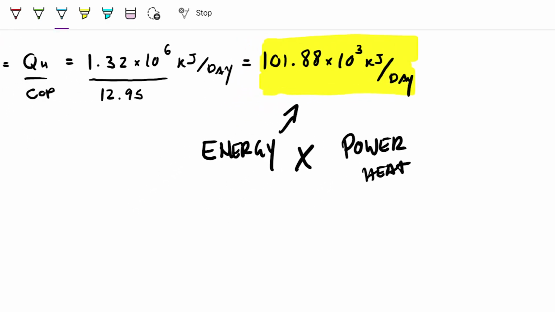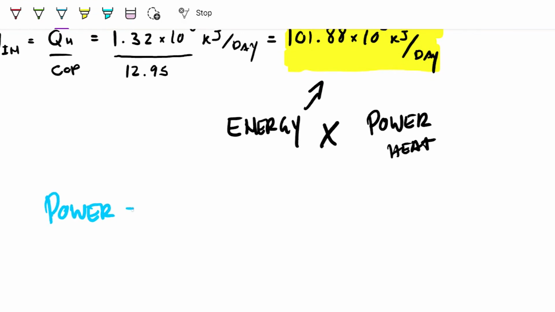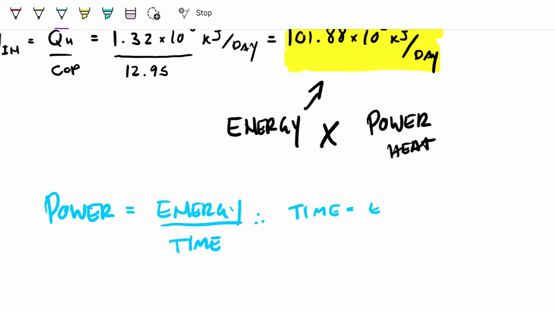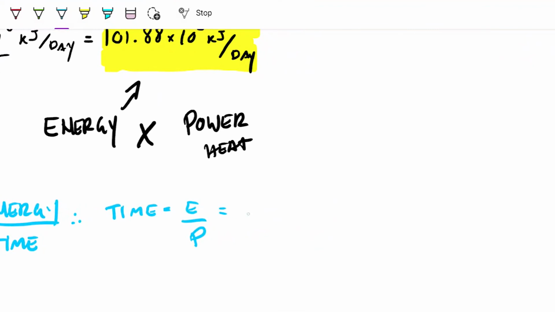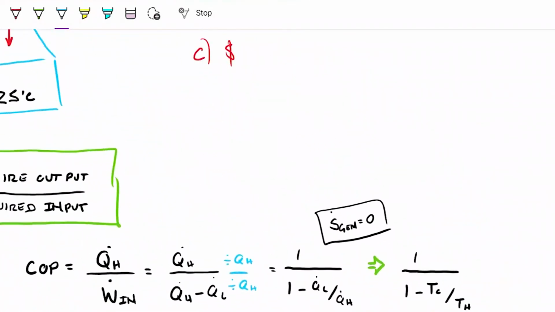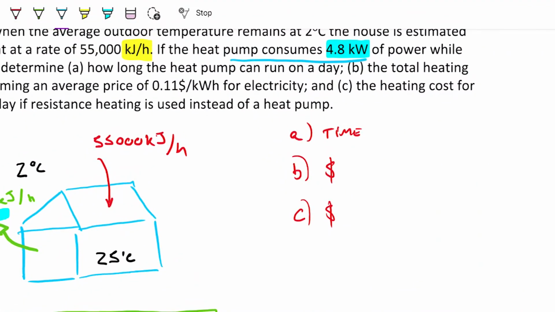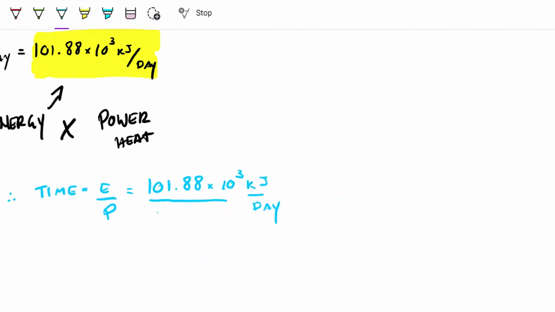Well, that's super easy, right? Because I know that power is simply the rate at which energy changes with time. So if I'm looking for time, all I need to do is take energy and divide by the power. Right? So in this case here, the energy required is 101.88 times 10 to the 3rd kilojoules per day. And I have a heat pump that consumes 4.8 kilowatts. And remembering that kilowatts is the same thing as kilojoules per second, right?